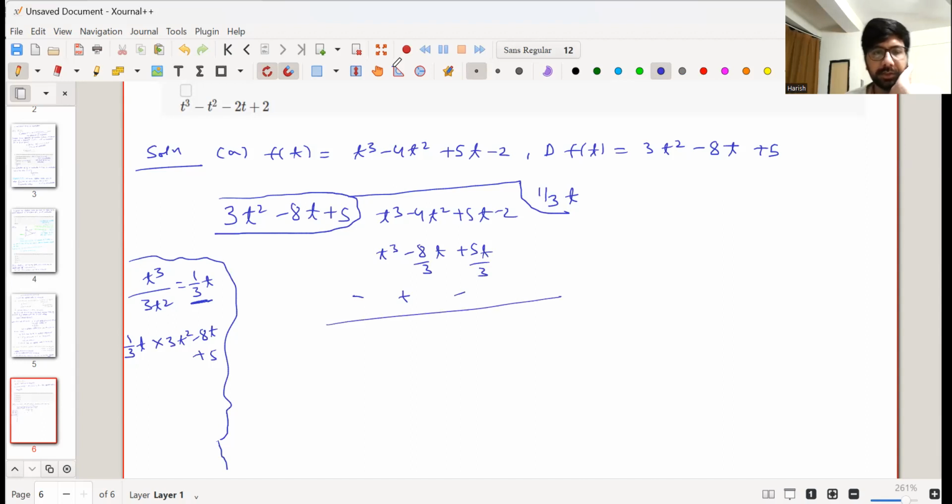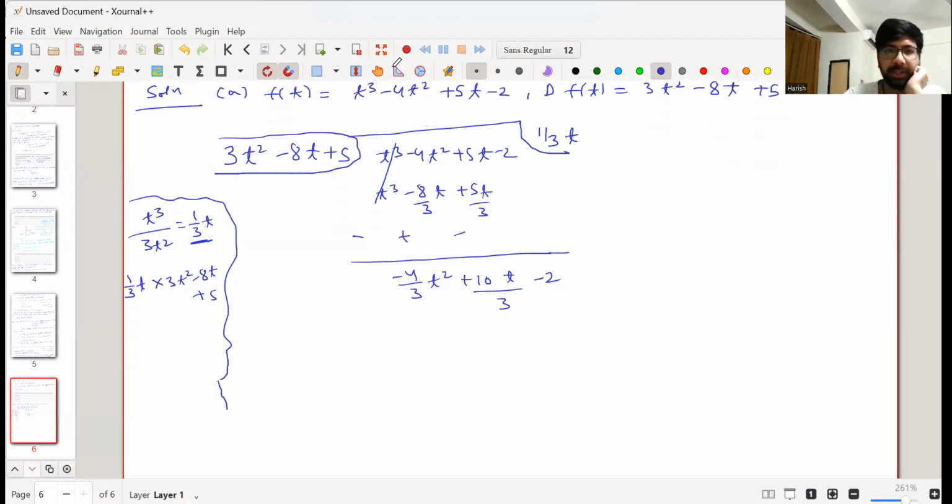So this and this will cancel out. This will give you how much? This is minus 4, and this is plus 8 by 3. So this is minus 4 by 3 t square, and then 5 minus 5 by 3. This is plus 10t by 3, and then you have minus 2 as it is.